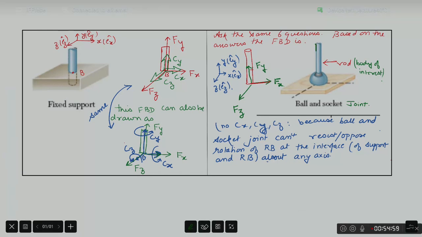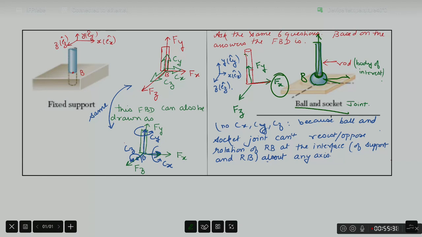You call your designer. If I try to displace this point B on the RB along x direction, he will say yes, my support will resist. You put Fx. You ask, I want to move it along y direction, will it resist? His answer would be yes, Fy will appear. You ask whether if I move it along z, whether your support will resist? His answer will be yes. All 3 forces have come. So far everything is same as the fixed support.